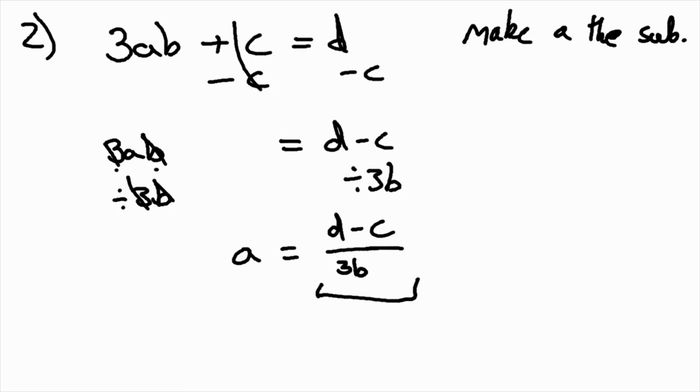So we have made a the subject. We've got a equaling something else. And on the right, we can't simplify it any further, so we leave it like that.